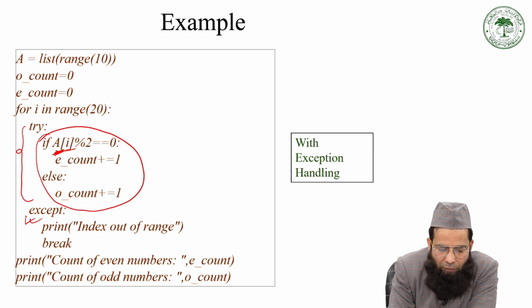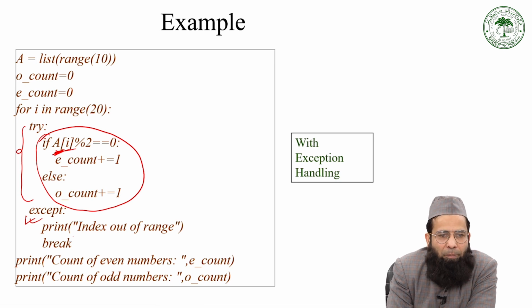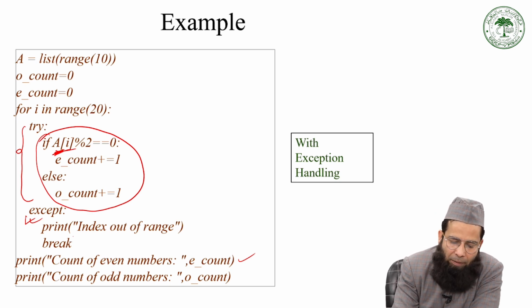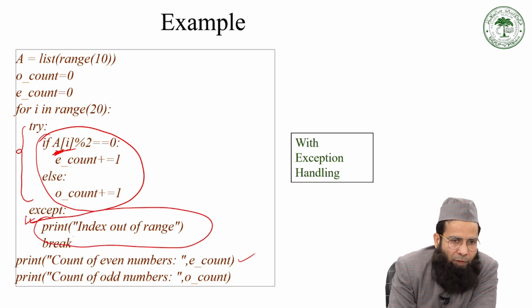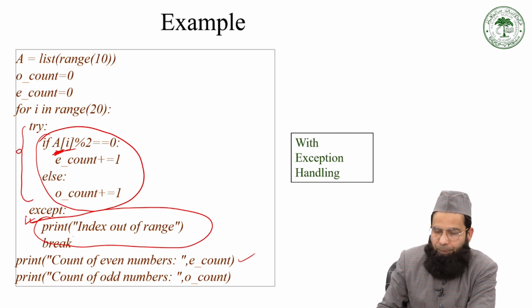Now I would print here "index out of range", and then finally I break from this loop, and the even count and odd count of numbers would be displayed. So here I am displaying my own message. Instead of abruptly terminating, I am displaying my own message here.